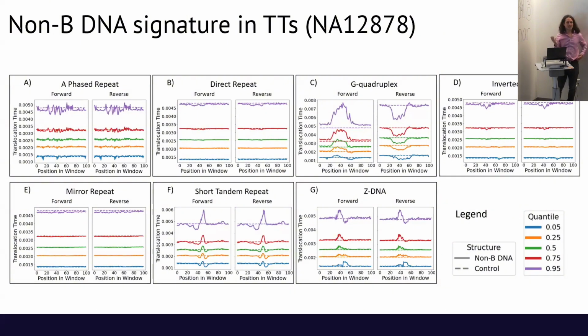And G quadruplex, again, the one that also stood out in the previous paper, there's a very, very high increase of translocation times in the strand that has the G quadruplex and a decrease in translocation times in the strand that doesn't. And this makes a lot of sense. If it's already single-stranded DNA, the helicase doesn't have to do much, so it flies through the pore. If there's structure, the helicase has to unwind the structure, and so it takes longer.